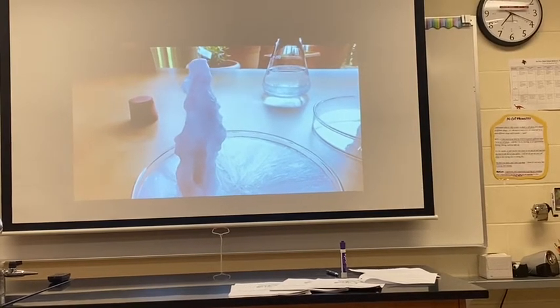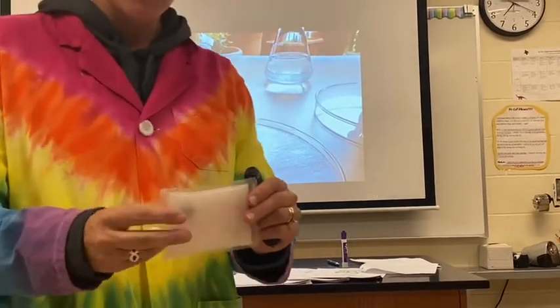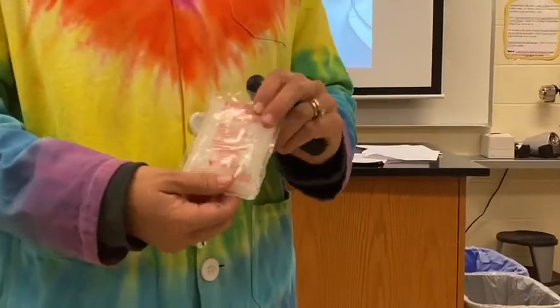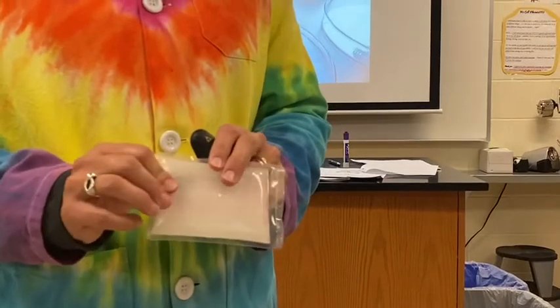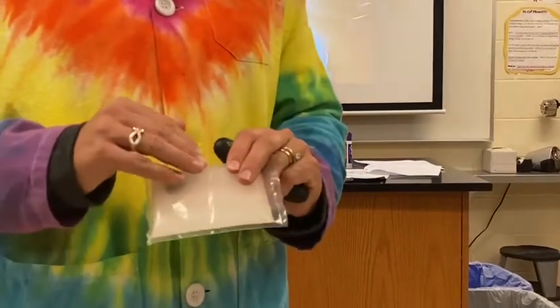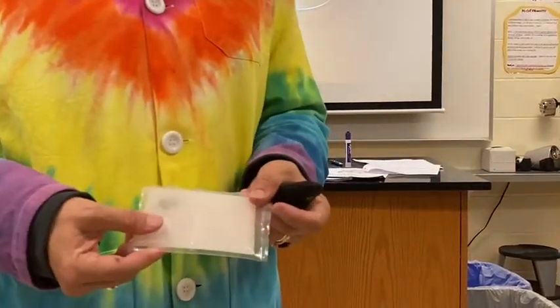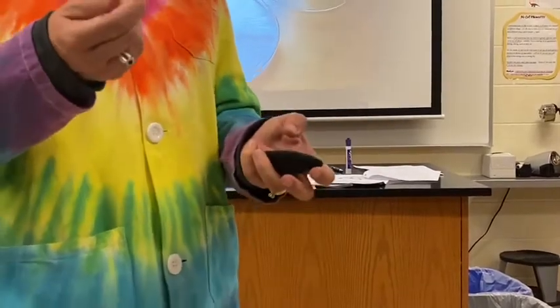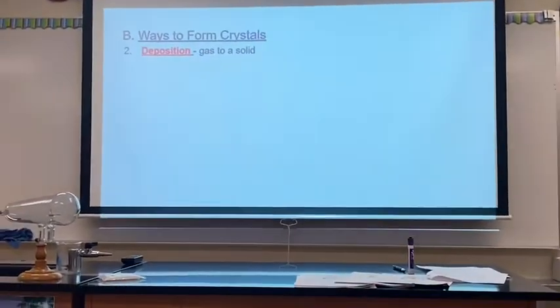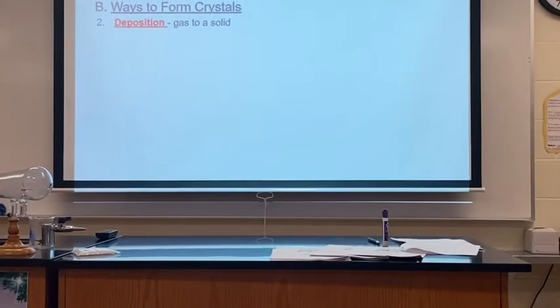So I already activated this one, but this is what I mean by a hand warmer. It started off as a liquid, and there's this little disc in here, and I would agitate that disc and it would immediately crystallize right here. So this is a supersaturated solution that's making a crystal, okay? A third way that we could form crystals is just by changing states of matter. That's what these last two are going to be.